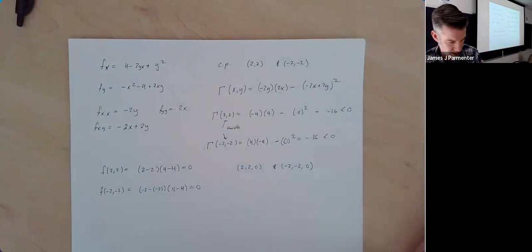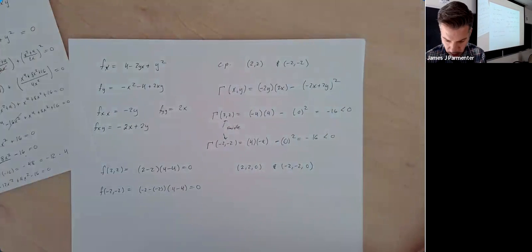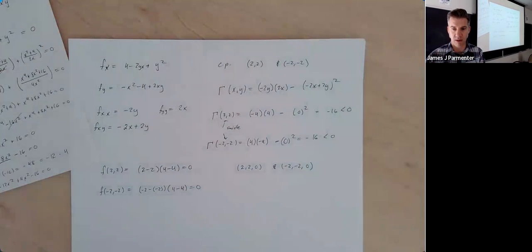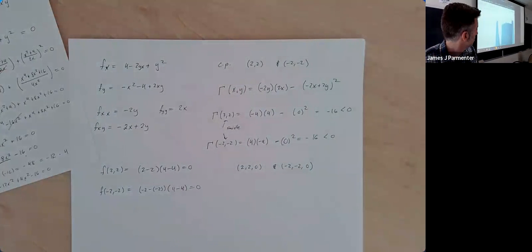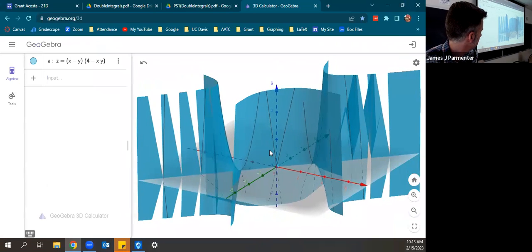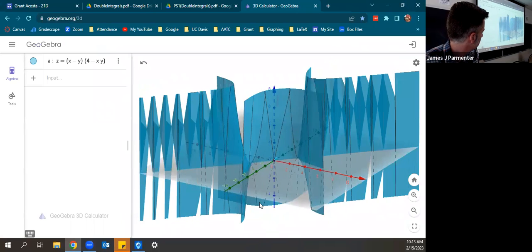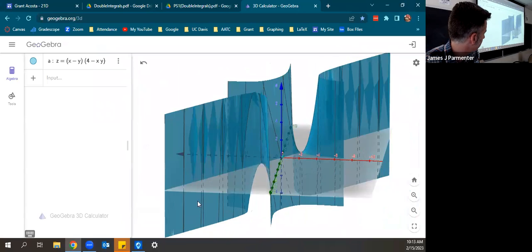Let's see. So we've got z equal to the function x minus y times 4 minus xy. Ooh, that looks bonkers. Ooh, I don't know if we found all the things. Oh, shoot, come on. So that looks, so I see a saddle there.